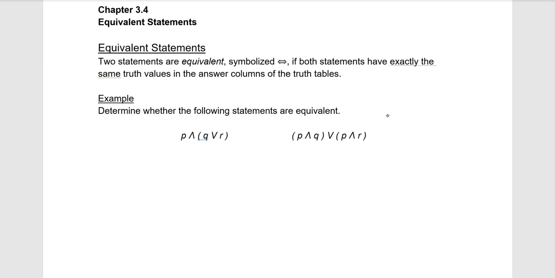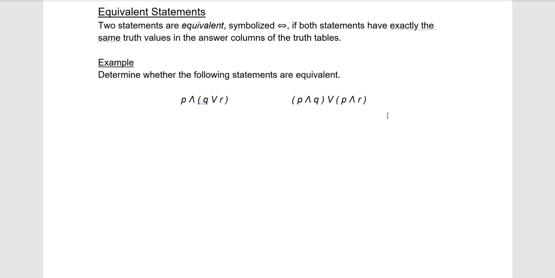In this chapter, we're going to be going over equivalent statements. So essentially, we're going to be using everything that we've done so far to do this section. So starting with the definition of an equivalent statement, two statements are going to be called equivalent, and we're going to symbolize it with this double-headed arrow. It's different from the biconditional because it looks like an equal sign with two arrows on it.